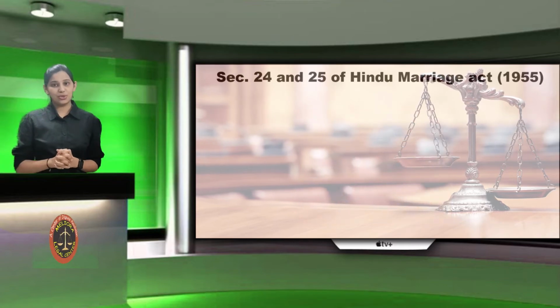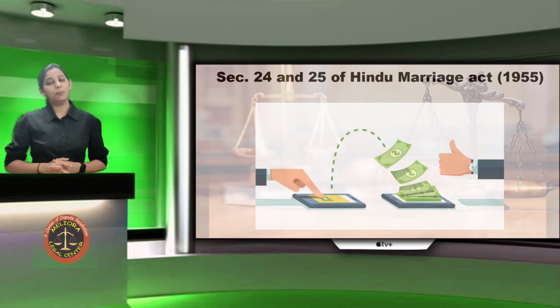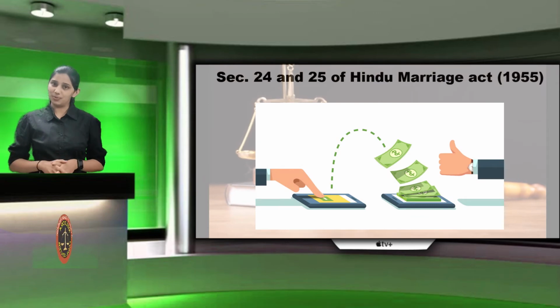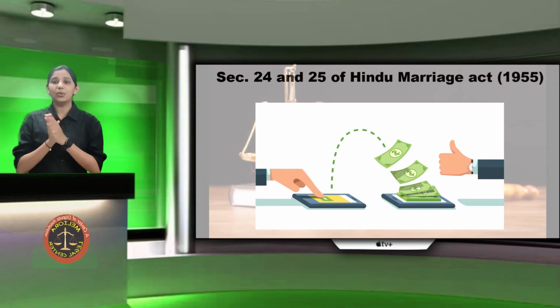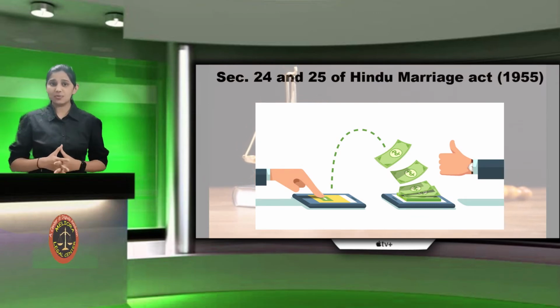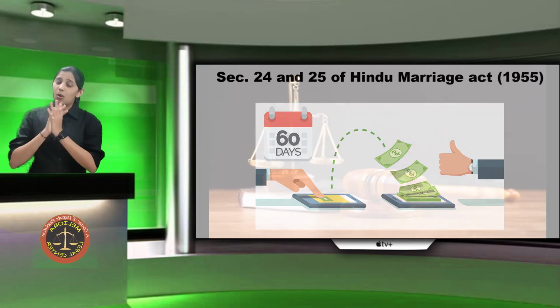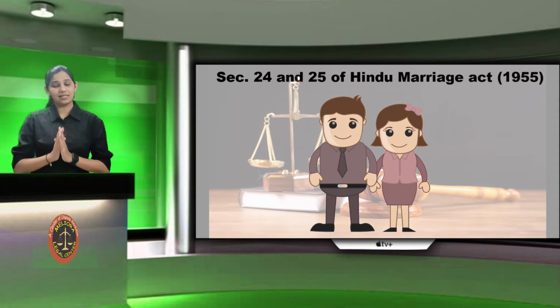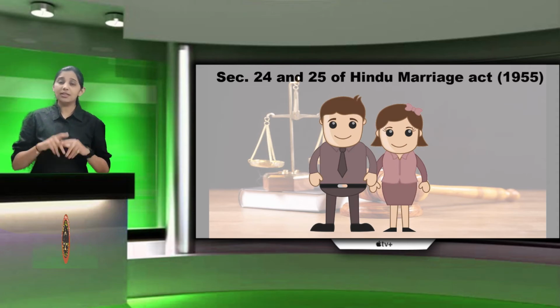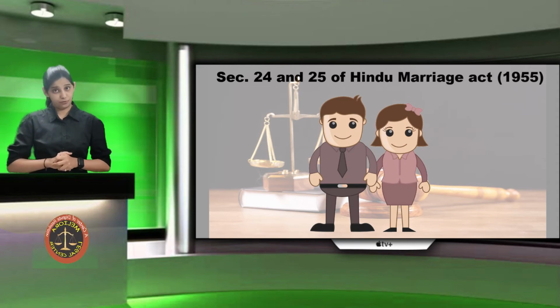The next point you need to know is that the application for the payment of such expenses of the proceeding and such monthly sum during the proceeding shall be disposed of within 60 days from the date of service of notice on the wife or the husband, as the case may be. So, clear? This is all about Section 24.